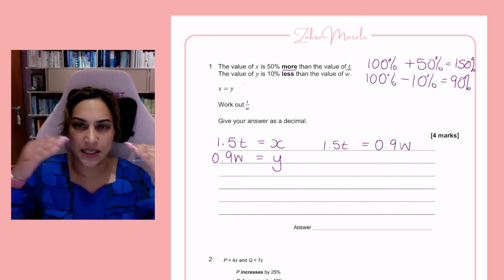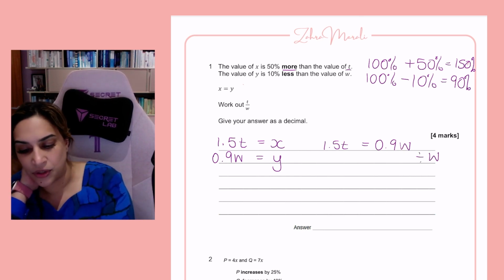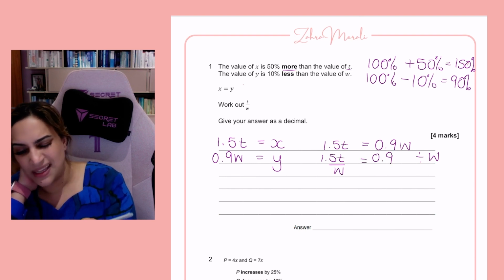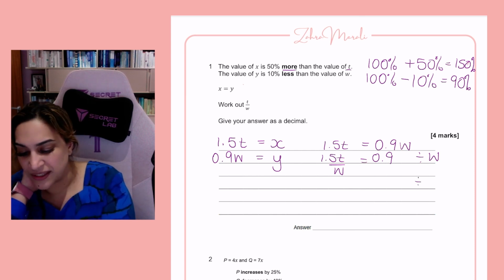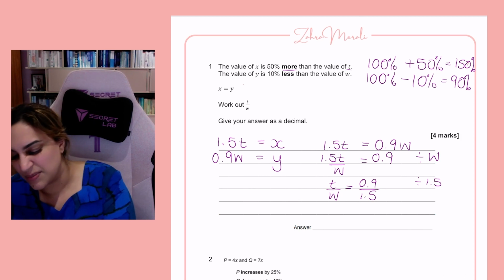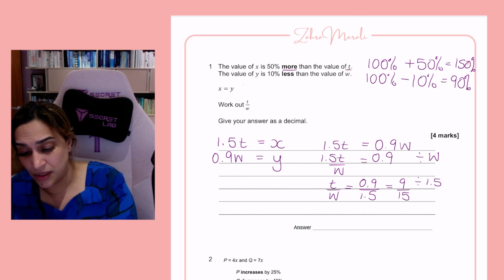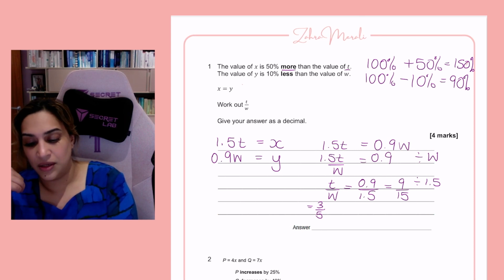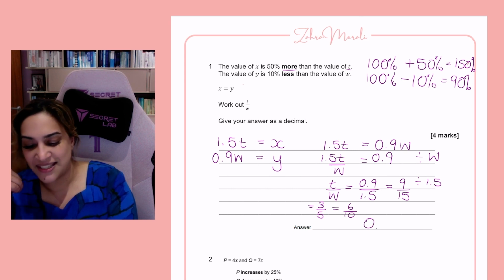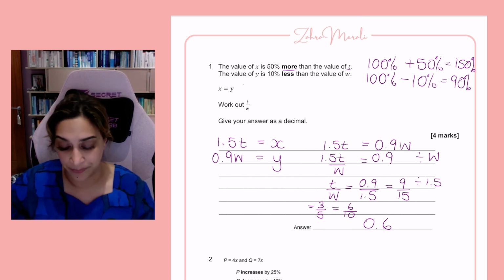I want to end up with t over w and an answer as a decimal. So I'm going to divide both sides by w. I get 1.5t over w equals 0.9. I don't want the decimal on the other side, so I'm going to divide that by 1.5. So I get t over w is 0.9 over 1.5. Decimals are annoying, so times everything by 10: 9 over 15. I can cancel that down to 3 over 5, which is 6 over 10, which as a decimal is 0.6. Now you might have got there quicker, your arithmetic could be better, and that's not a problem.